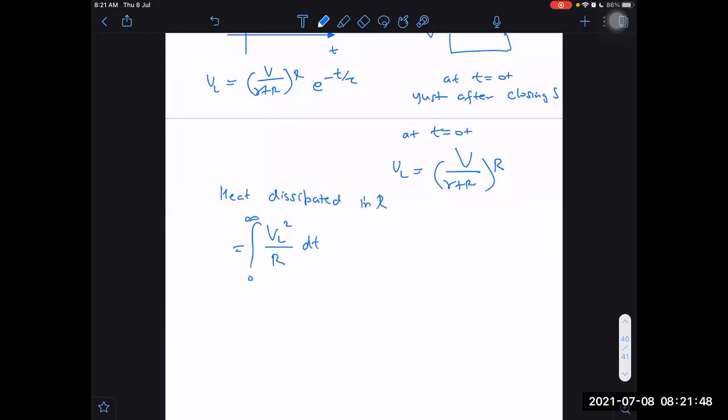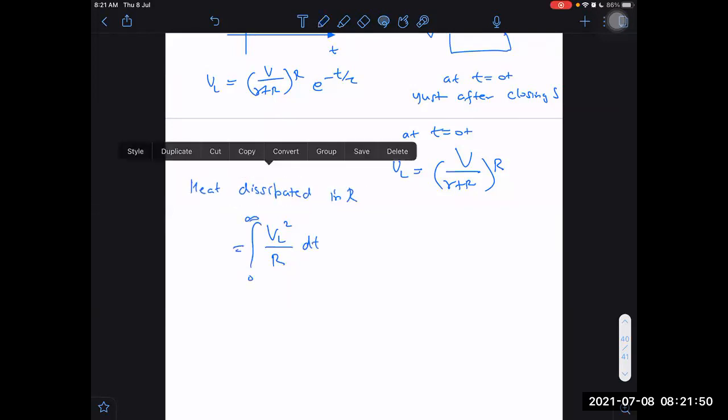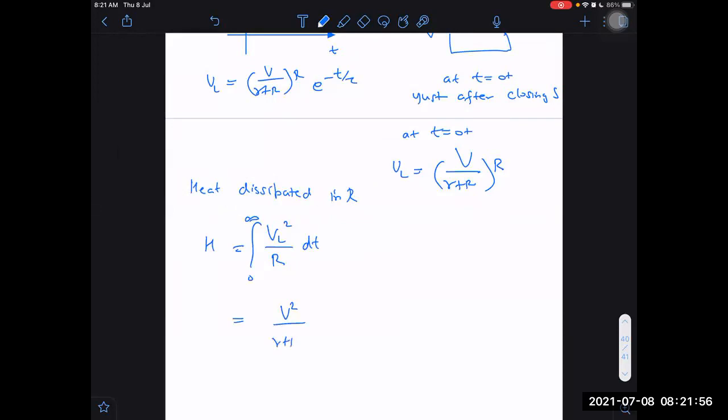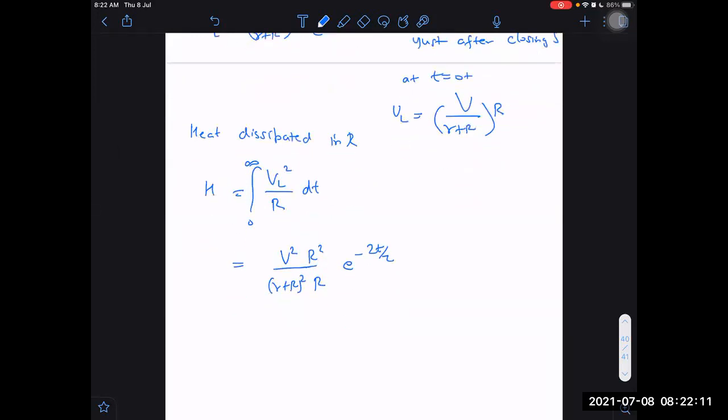Total heat dissipated up to, when they don't mention up to what time, then we have to take up to infinite time. So we can say heat energy dissipated is V square upon (R plus r) square into R into e raised to power minus 2t by tau, integrated dt from 0 to infinity. Is it right or not?